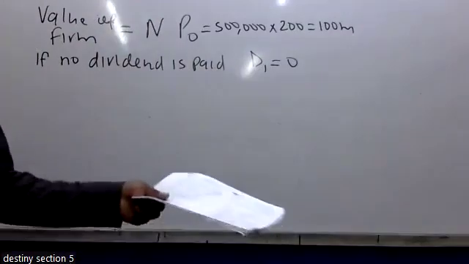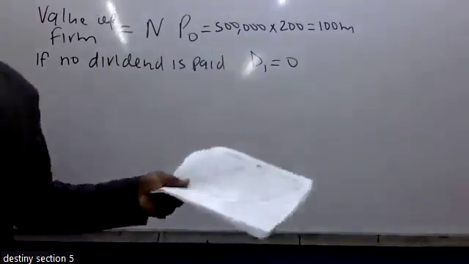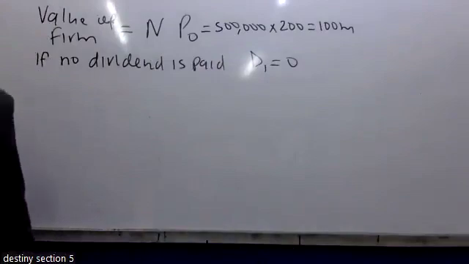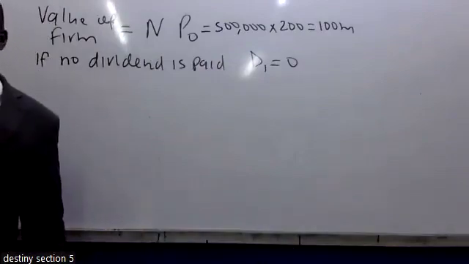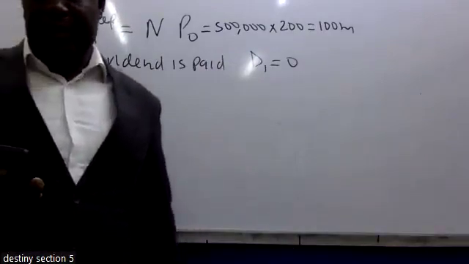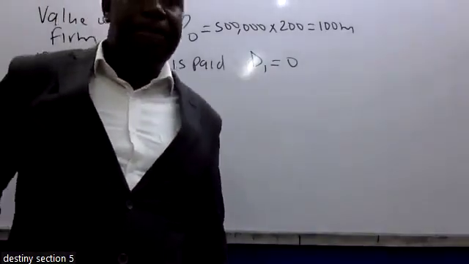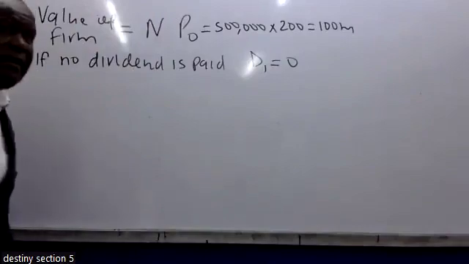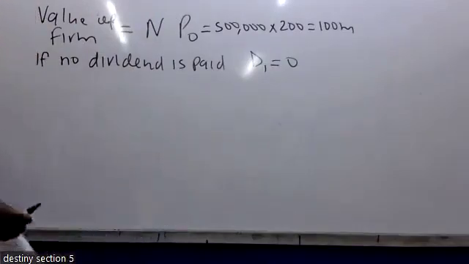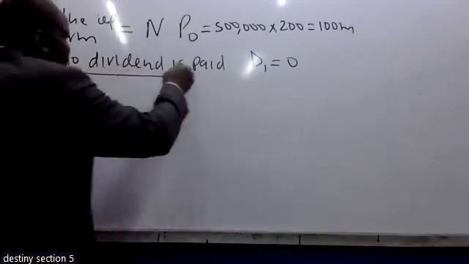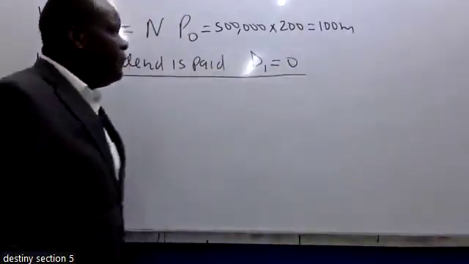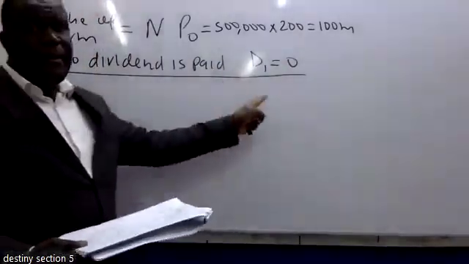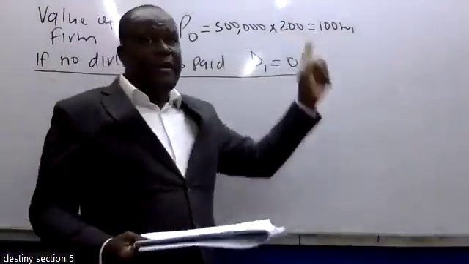D1 is the dividend per share at the end of the year. So there are 3 steps we shall follow to confirm that if no dividend is paid, the value will still be how much? 100 million.